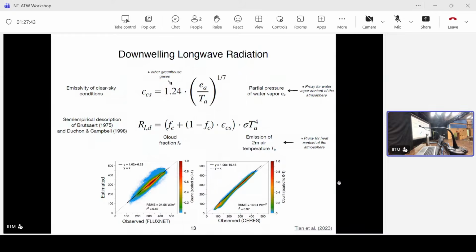The emissivity of cloud is perfectly one, right? Yes. And this is again probably right.